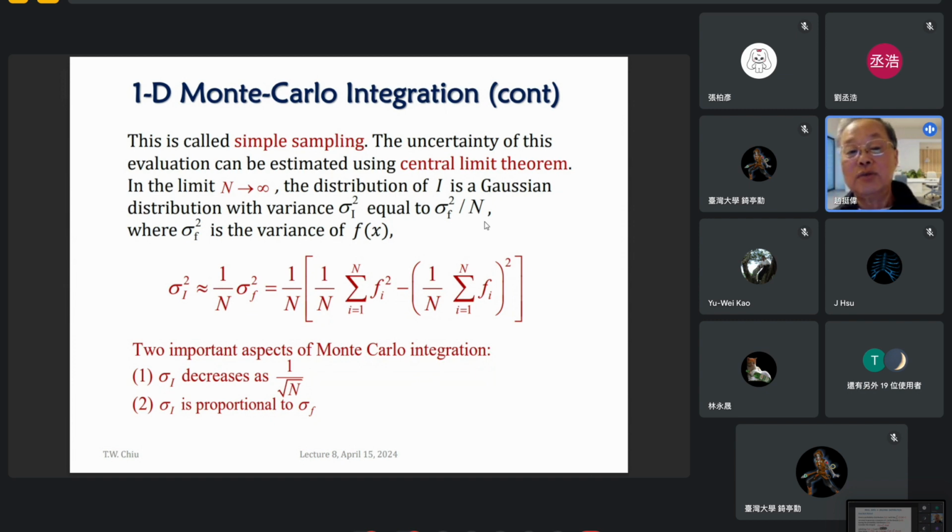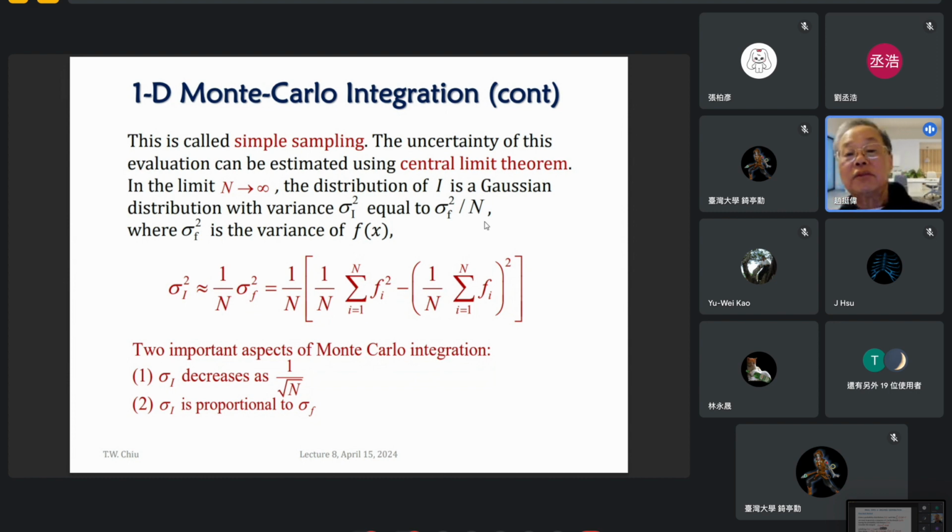You can numerically verify the central limit theorem by changing the n and seeing how the distribution of I behaves. You will see that as n gets larger and larger, the distribution of I goes to a Gaussian distribution with the variance sigma I squared equal to the variance sigma f squared over n. That can be verified numerically.